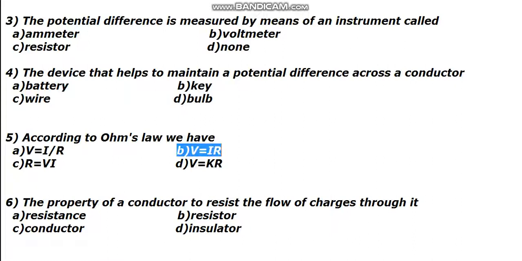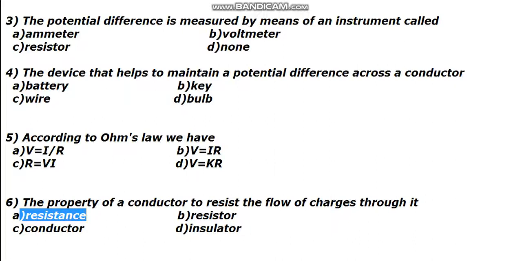Now a very simple one, the sixth: the property of a conductor to resist the flow of charges through it. Is it resistance, or resistor, or conductor, or insulator? To resist means to oppose the flow of charges through it. So the correct answer, as you know, is resistance: the resistance of the conductor opposes the flow of charges through it.